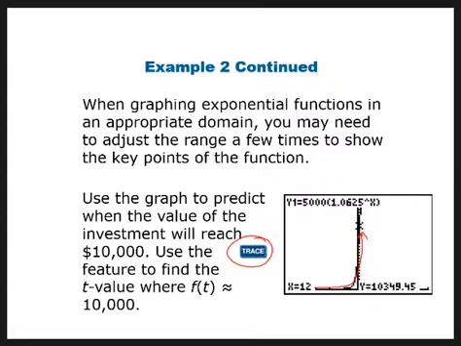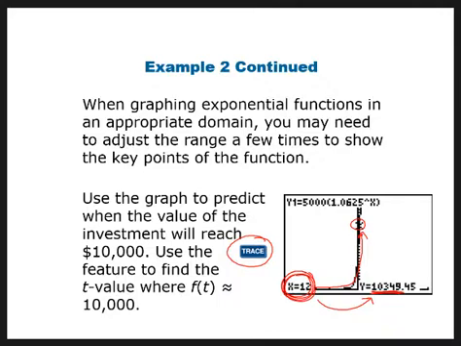Okay, and what we would do is we'd move that cursor to a point where it looks like we're around 10,000 for our Y value. Okay, and we'd look at what X value corresponds to that. So in this case, after about 12 years, right here, my output value would equal right around $10,000, give or take.